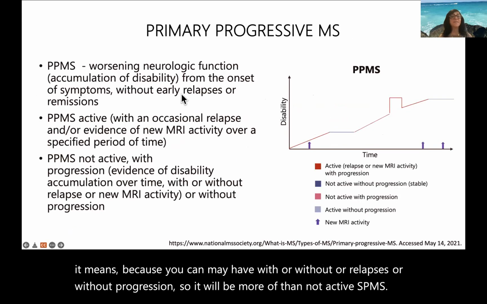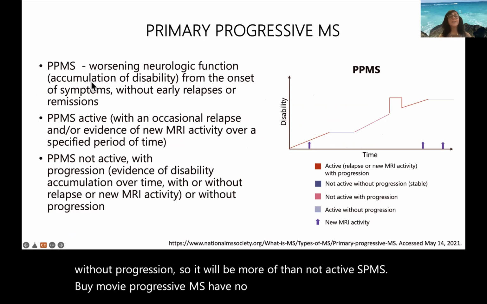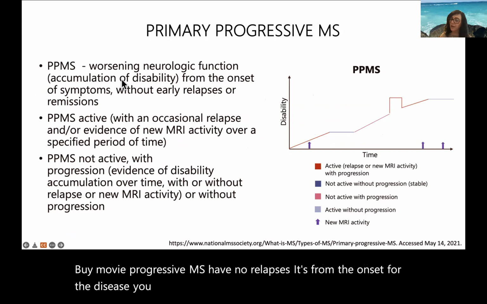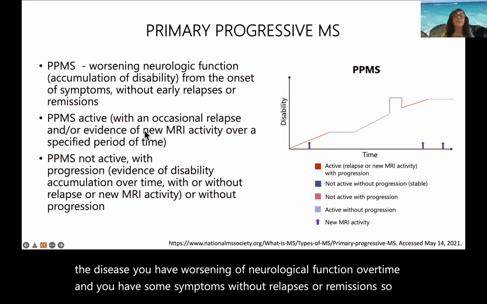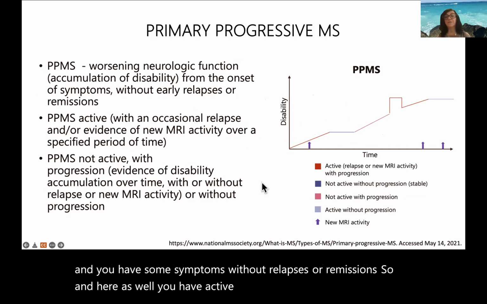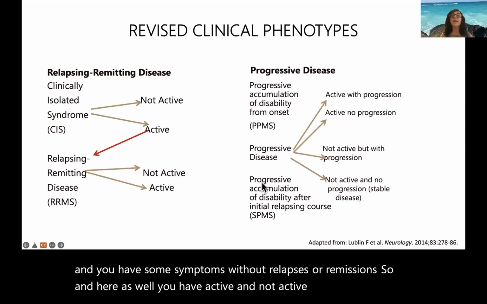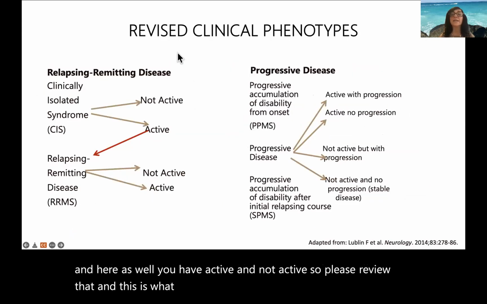Primary progressive MS has no relapses. It's progressive from the onset of the disease. You have worsening of neurological function over time, with symptoms but without relapses or remissions. And here as well, you have active and not active. So please review that. And this is what I meant by the revised clinical phenotypes.